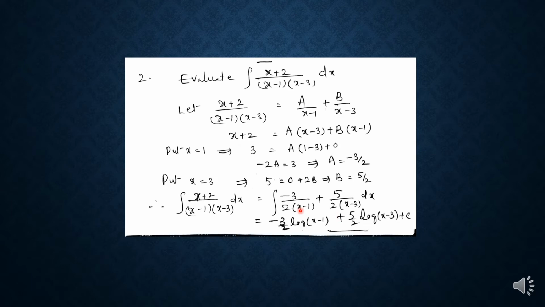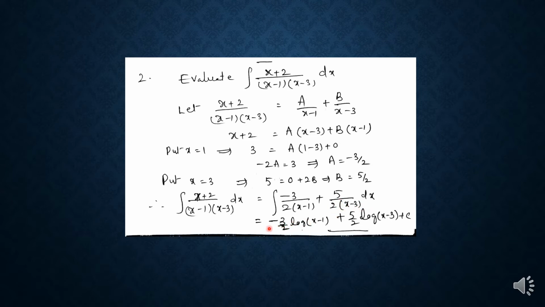Now separate the terms and integrate the function. So the first term can be written as minus 3 by 2 integral 1 by x minus 1 dx, plus, here also take the constant out of the integral, that becomes 5 by 2 into integral 1 by x minus 3 dx.